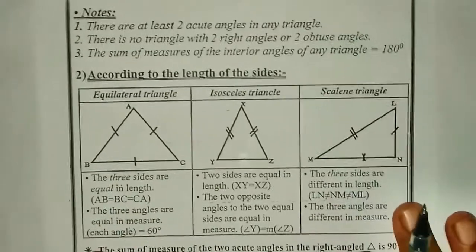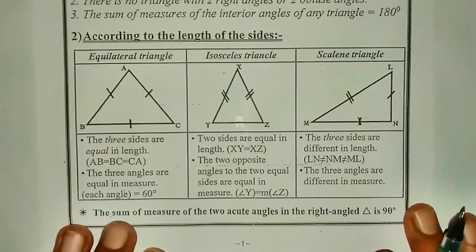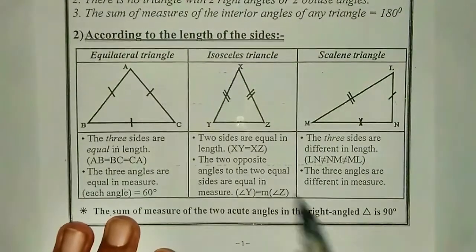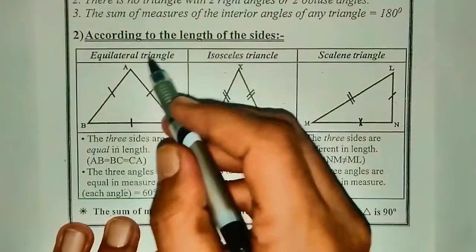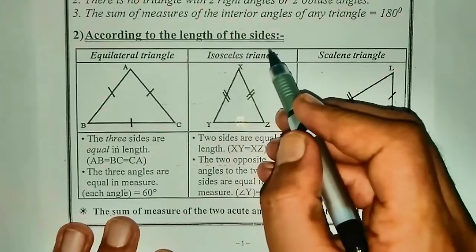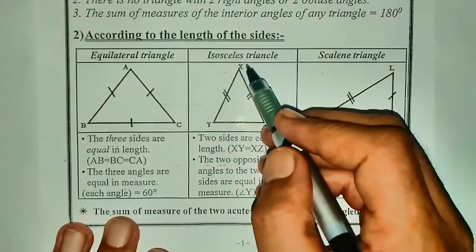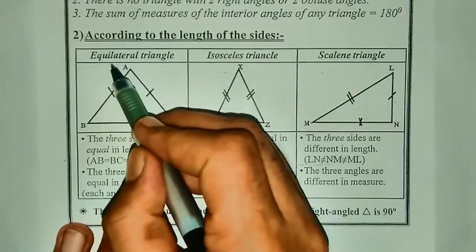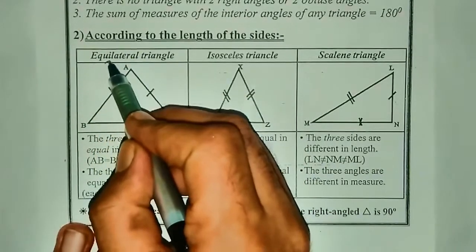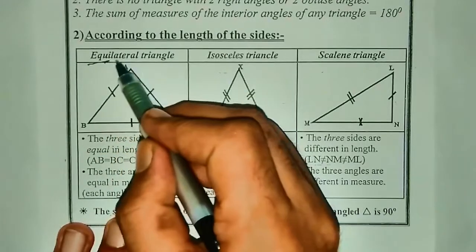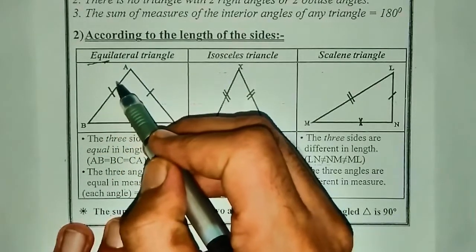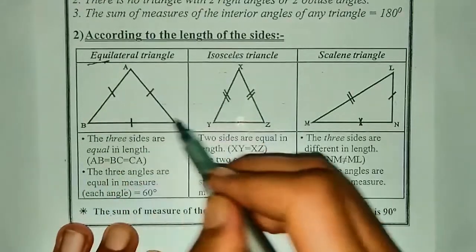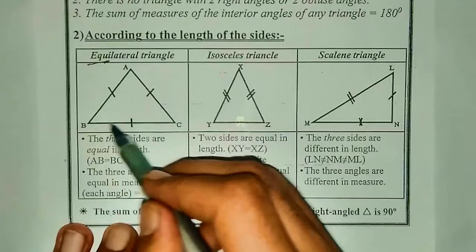The third part, we'll talk about the types of triangle according to the length of its sides. The first type, equilateral. Equi means equal. Lateral means sides. Equal sides. This triangle ABC has 3 equal sides.